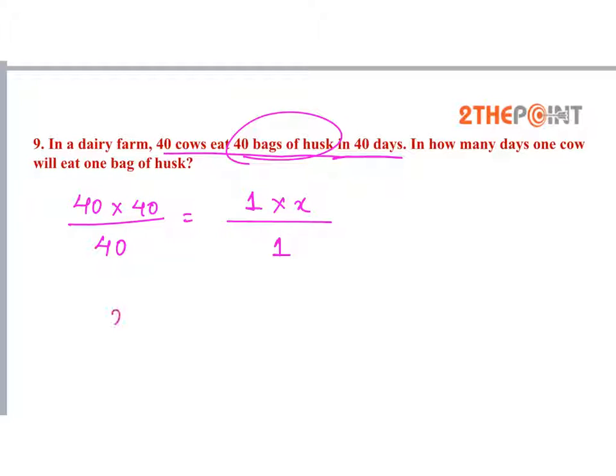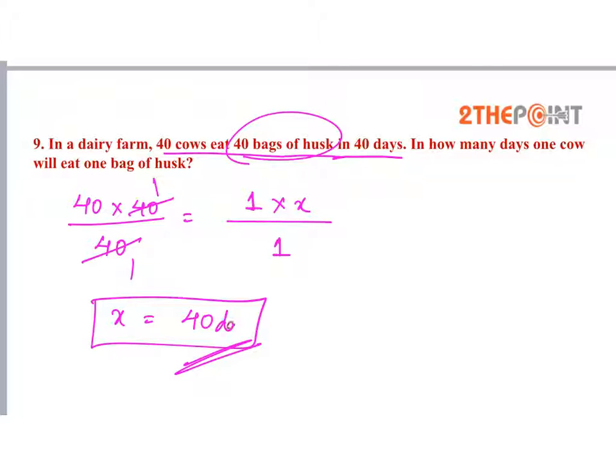Just solve for x. x equals, the 40s get cancelled. x equals 40 here. So one cow takes 40 days to eat one bag of husk.